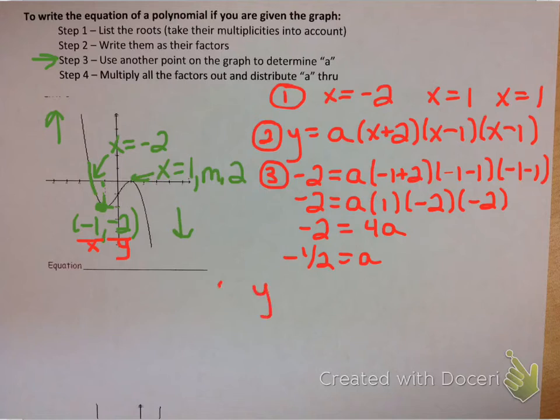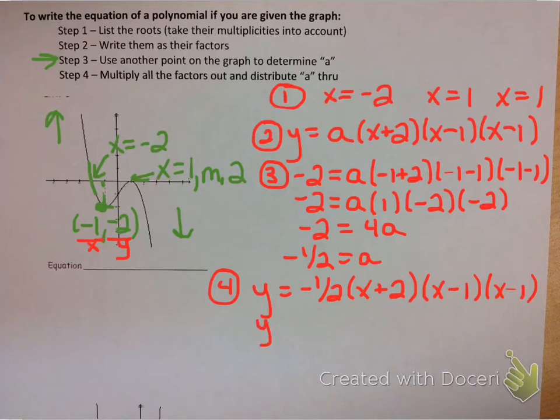Okay, and then the fourth and final step is to multiply it out into standard form. So I have my specific a value, and I have my factors. And I can multiply in any order. Really doesn't matter what order you go in. I'm going to go ahead this time and do the x minus 1 and square it. And so I would get x squared minus 2x plus 1.